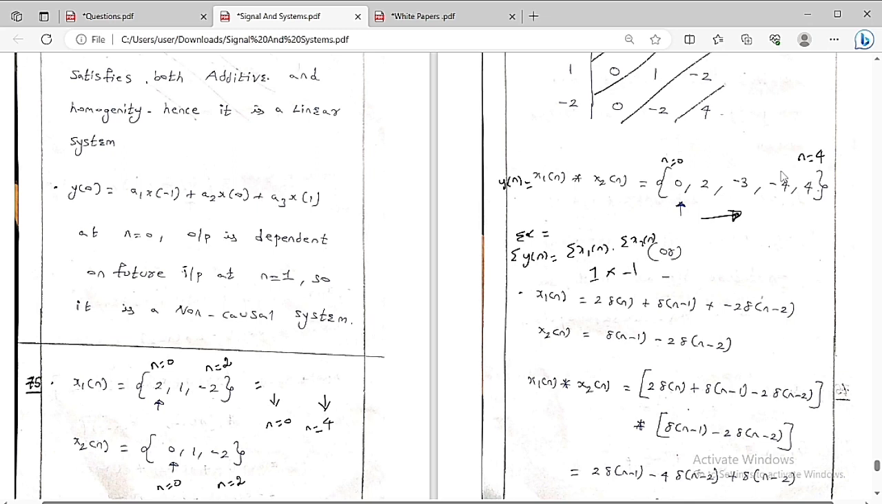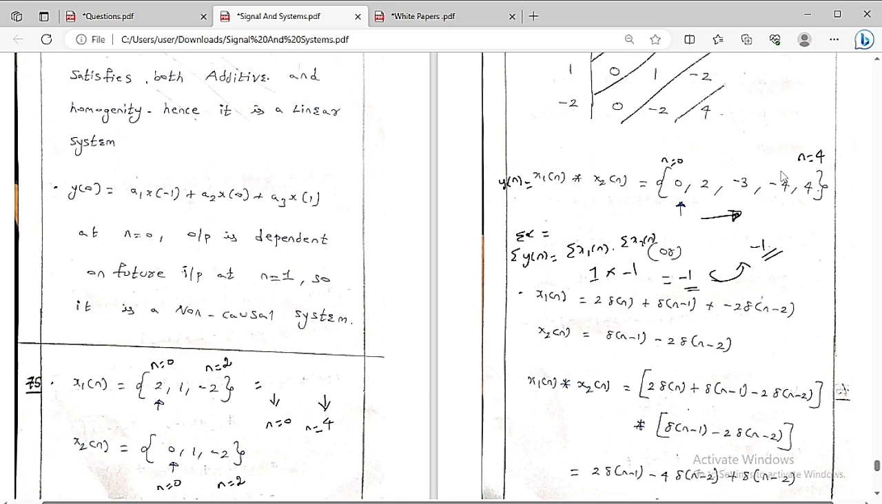So 1 into minus 1 is equal to minus 1. If you do all the addition of elements in y of n, you should get minus 1. 0 plus 2 is nothing but 2. 2 minus 3 is nothing but minus 1. Minus 4 plus 4 get cancelled. So finally we are going to get minus 1. So you can see this property is also something you have to remember.